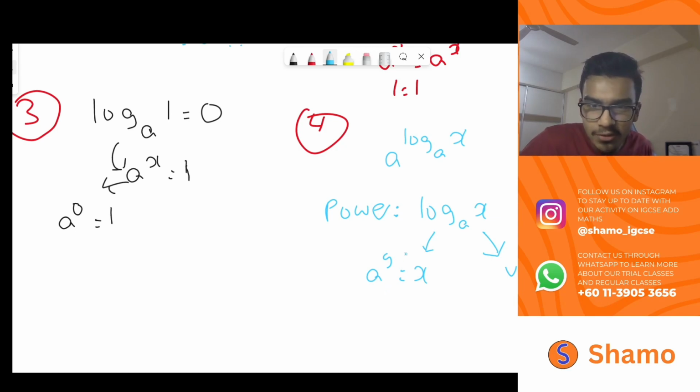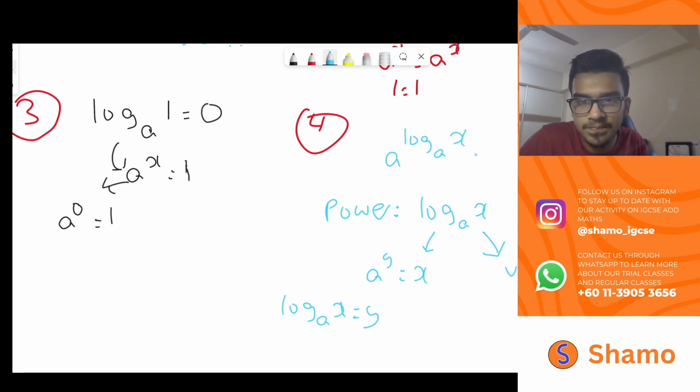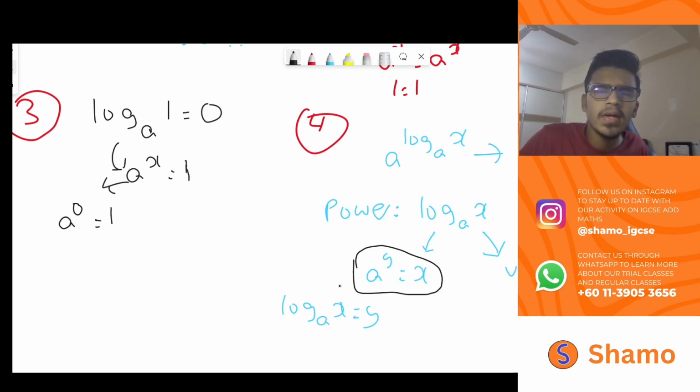Doesn't it just give us the value of y? Because log base a of x is essentially just y. I'm assuming y is the power now because they've already used x as the argument. So if log base a of x is just equal to y, and you have a to the power y, and a to the power y is just equal to x, then this should just equal x, isn't it?